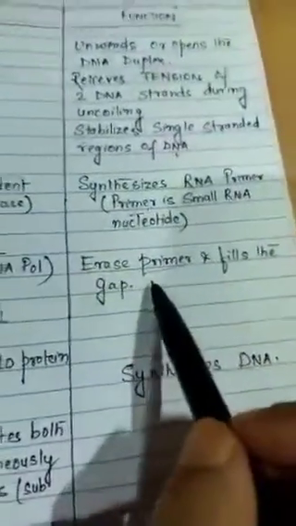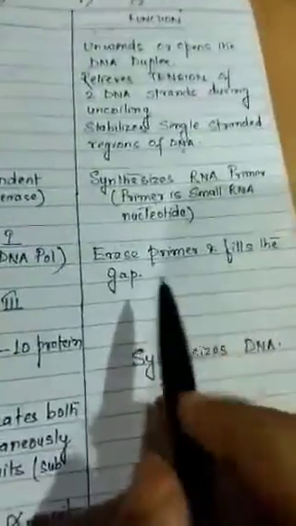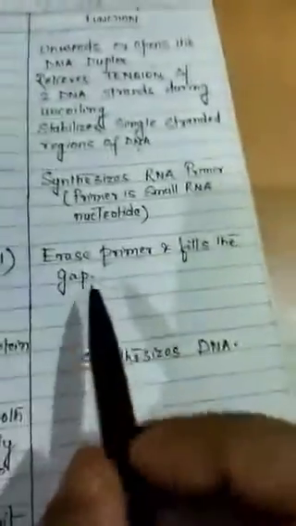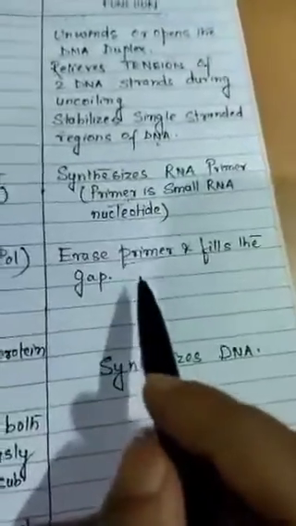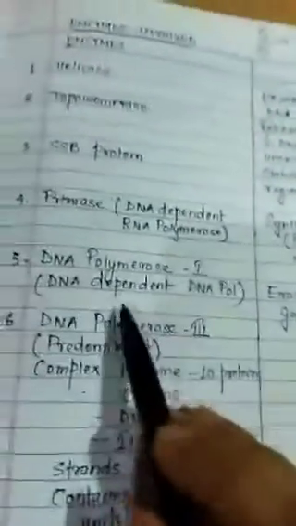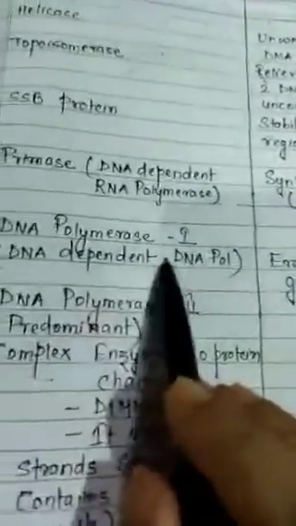So when replication is about to start, primer is very important because it helps in the process of continuous formation of the nucleotides. But when the replication process gets over, the primer has to be removed, and the same is fulfilled by the DNA polymerase 1 enzyme.